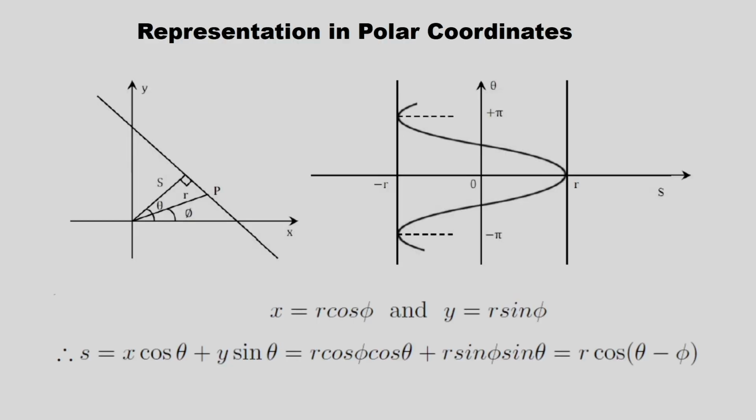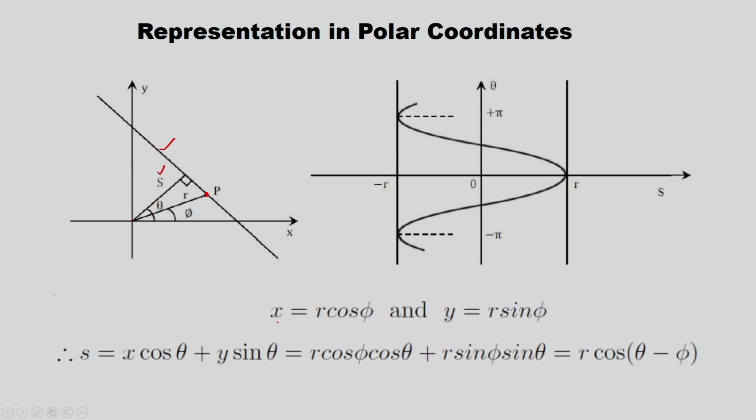Now, representation in the polar coordinate system. So how to represent this in polar coordinates? We have the x and y coordinate system, and suppose I am considering this line. In this case you know the s coordinate and the theta coordinate, that is the direction of the normal. So theta is this, and suppose this is the point P, and if I consider this vector, the vector is r.